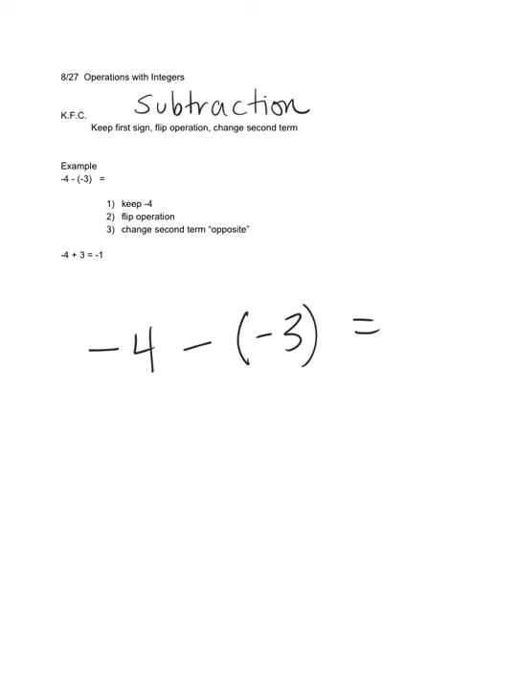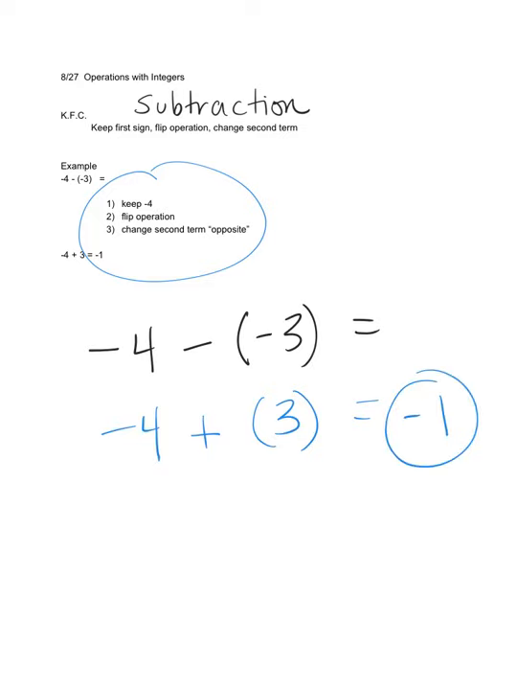Calculator? The answer would be -1. Right. Let's say you wanted to do it by hand. These rules right here, 1, 2, 3, mean I keep the first number, I change the operation to addition, and I flip and make the opposite of the second sign, and basically I add these two to get -1.